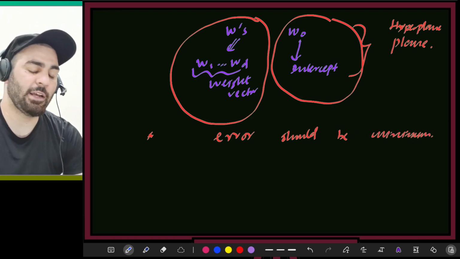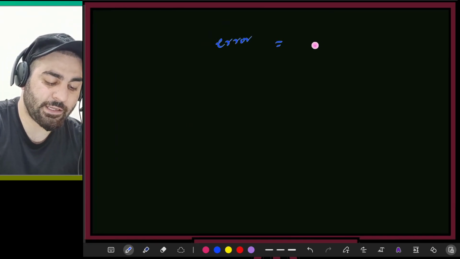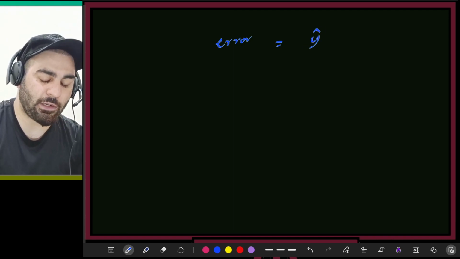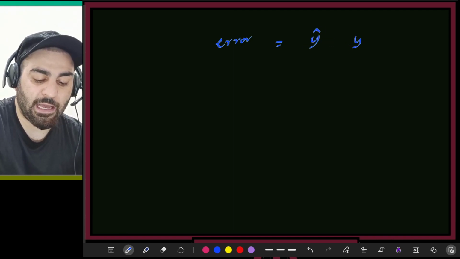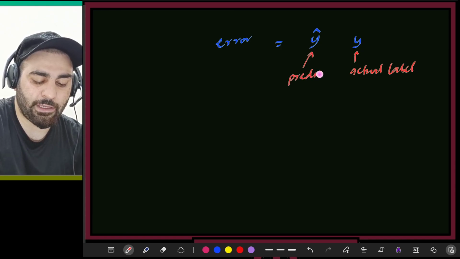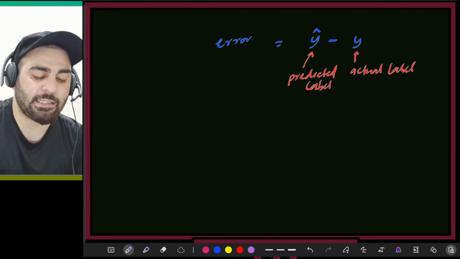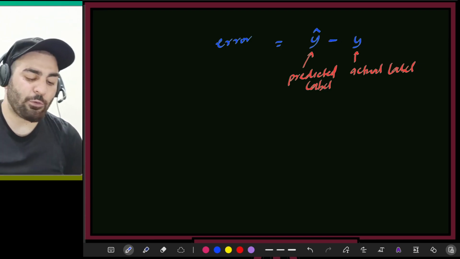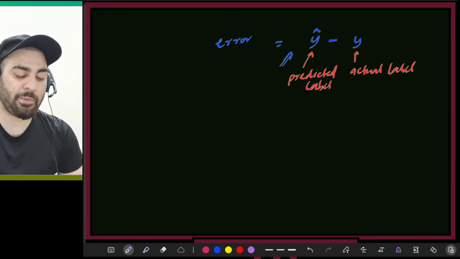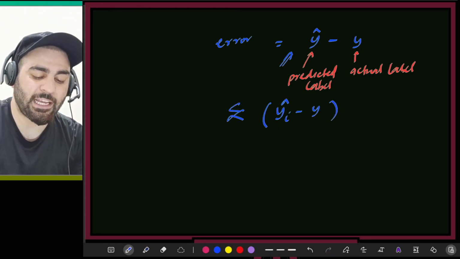Now we have to define the error. What I said is that the error is basically this: it takes the y hat, whatever is the prediction, and this is my actual label, and this is my predicted label. I'll subtract these and find the error. Now I have to minimize this error, so I'll write y hat minus y should be minimized. Now, there can be positive errors.